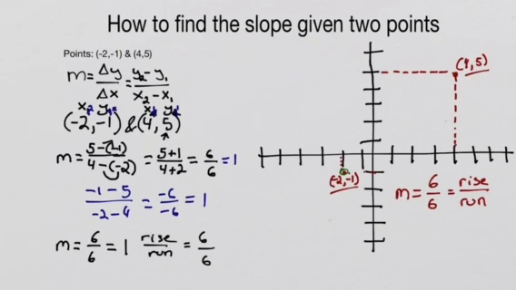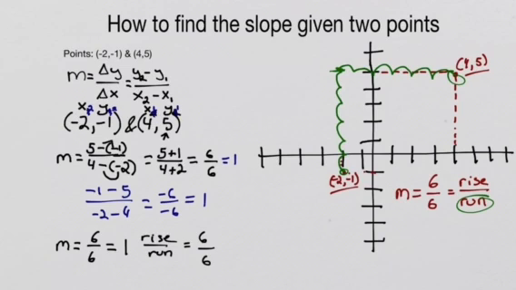Let's start right here and let's go up 6. 1, 2, 3, 4, 5, 6. So we end right here. Now we got to go over and run. We got to put our running shoes on and run over 6. 1, 2, 3, 4, 5, 6. And voila! We end at our second destination, which is (4, 5).